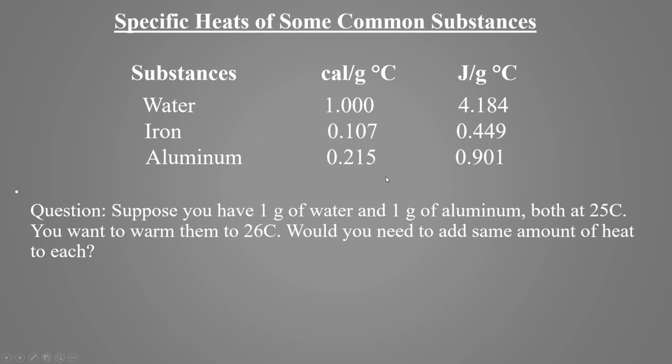The answer is that as the specific heat of water is much larger than the specific heat of aluminum, therefore it will take more heat to warm up a given mass of water than it does to warm up the same amount of aluminum. Once we know a substance's specific heat, we can use that substance to measure the energy.